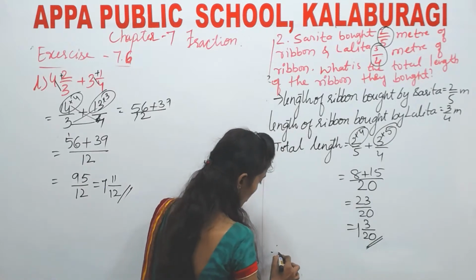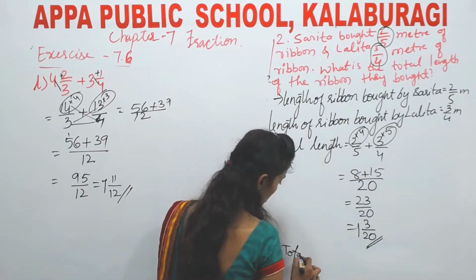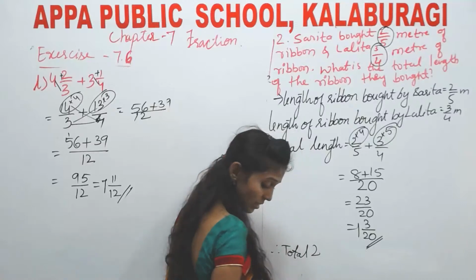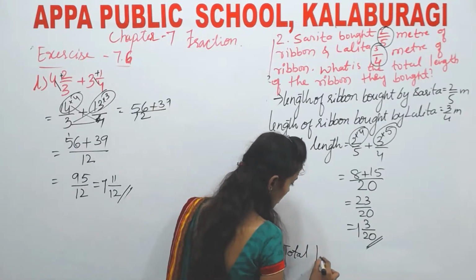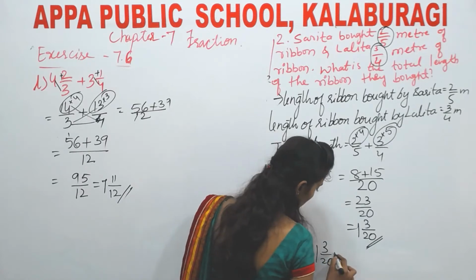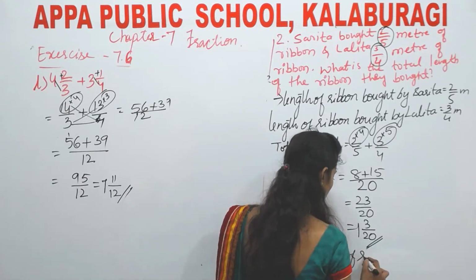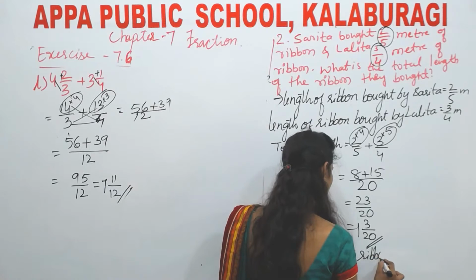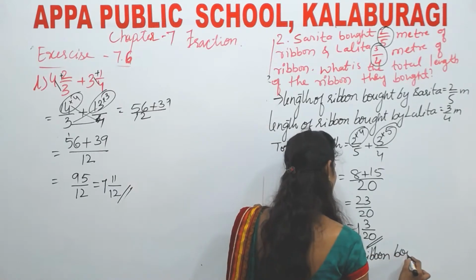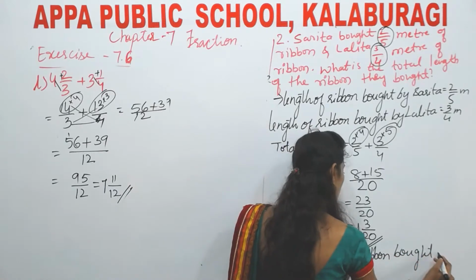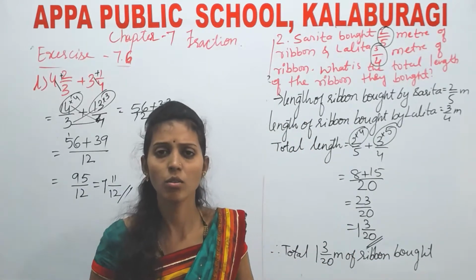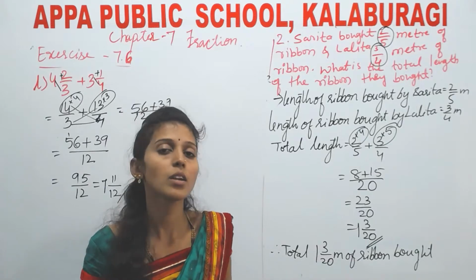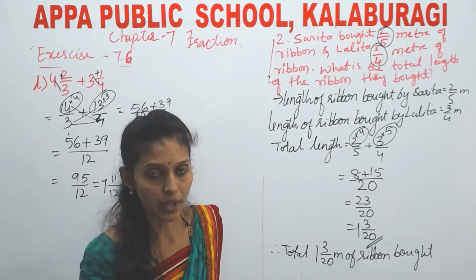Okay, therefore total one integer, not a 2. Okay, one integer 3 by 20 meter of ribbon bought or purchased, bought by both of them. You can change this sentence. Okay, no need to copy from the board as it is. You can change it as you wish.